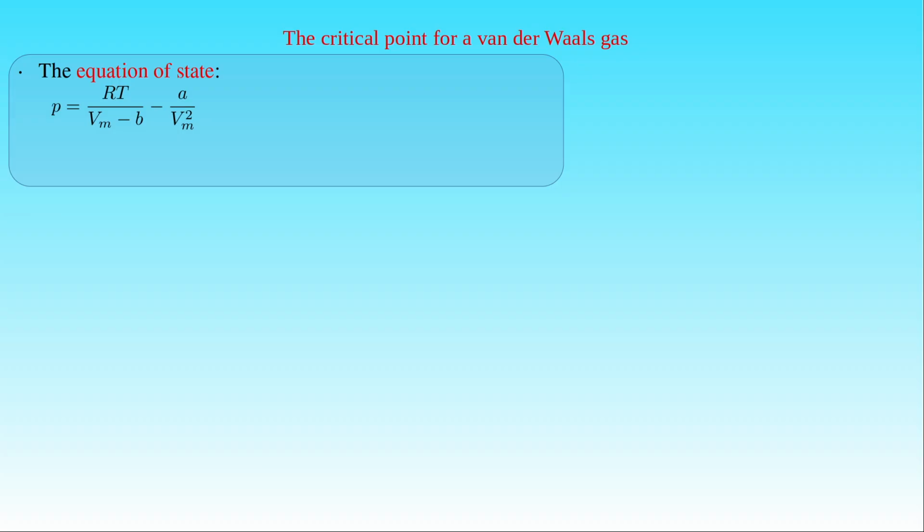Since the correction constants A and B depend on the properties of the gas, the pressure of different gases will be a different function of the molar volume at a constant temperature, as opposed to an ideal gas. That is, the isotherms of the equation of state are different for each substance.